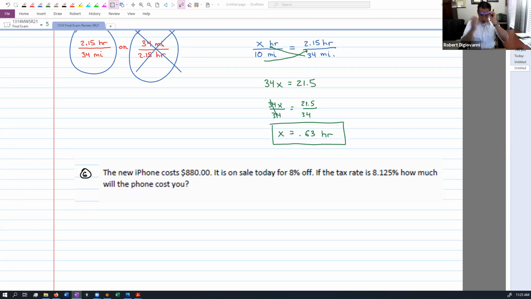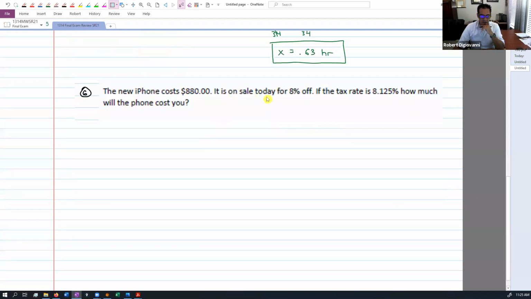Okay, sorry about that. So the phone costs us $880, or that's the cost of the phone. But it's on sale today for 8% off. So I need to figure out how to take 8% off of this price. And there were two ways to do that. You could either figure out what 8% of this is and subtract it, or the way I said is more efficient is to figure out if it's 8% off, then that's really 92% of the original cost.